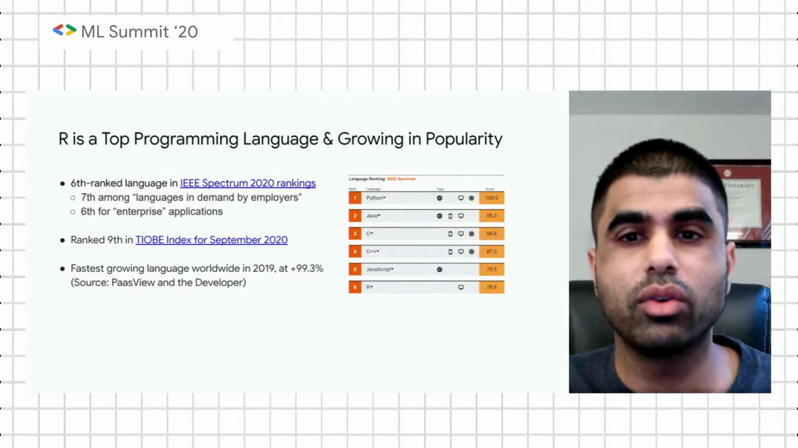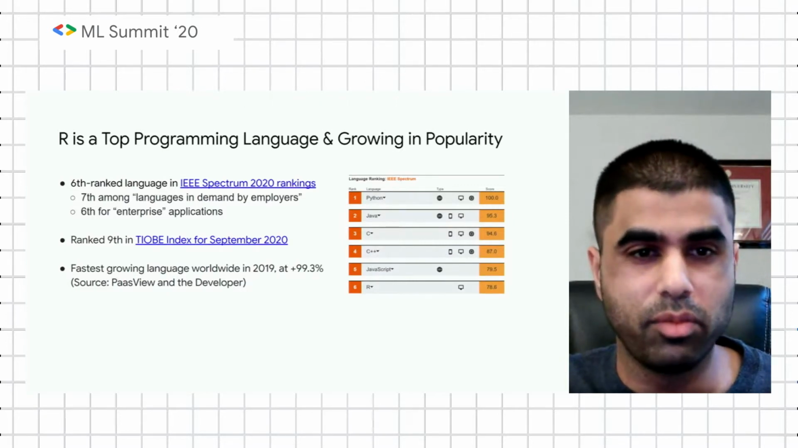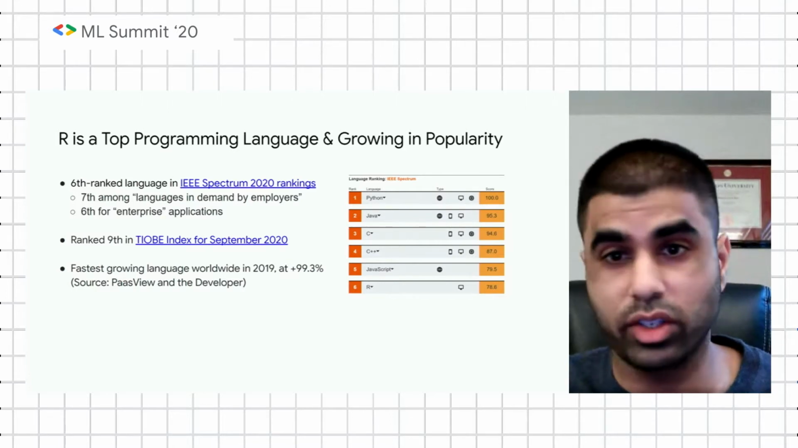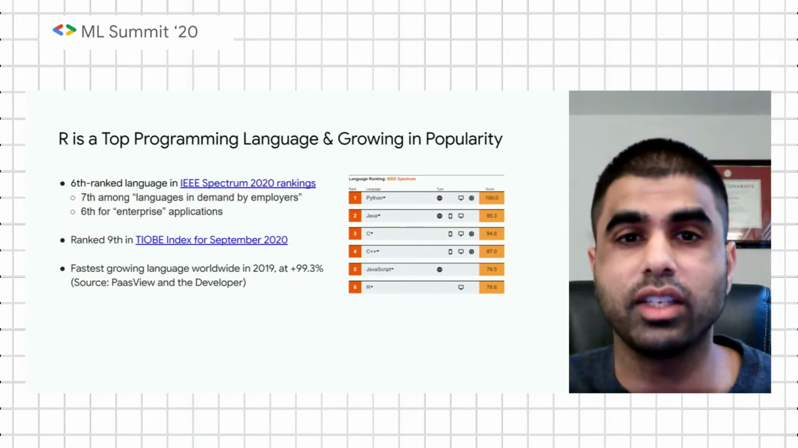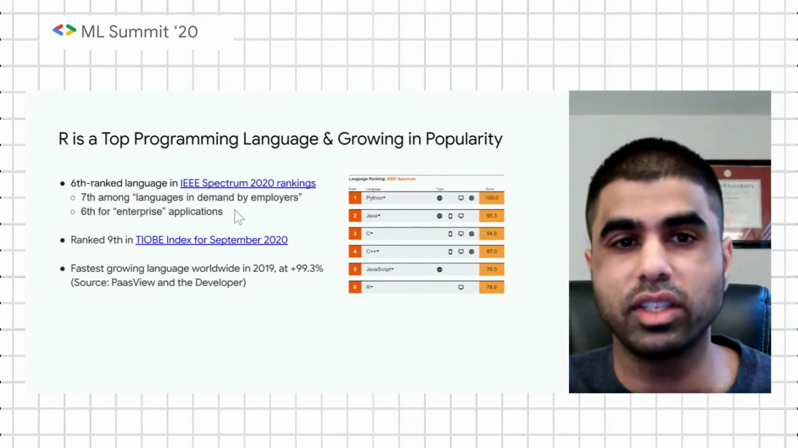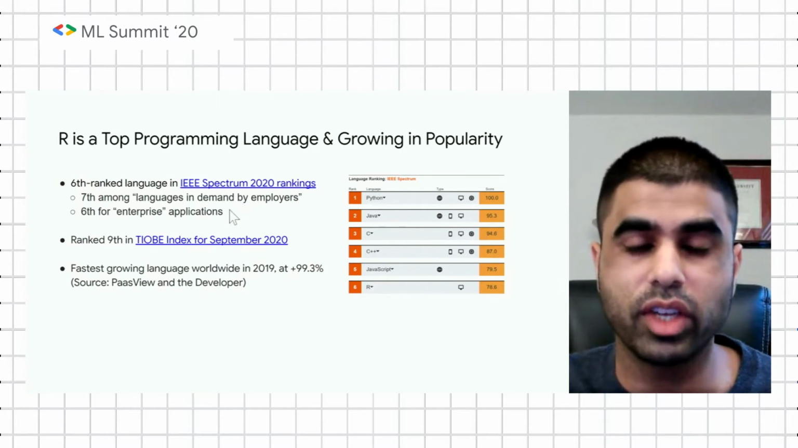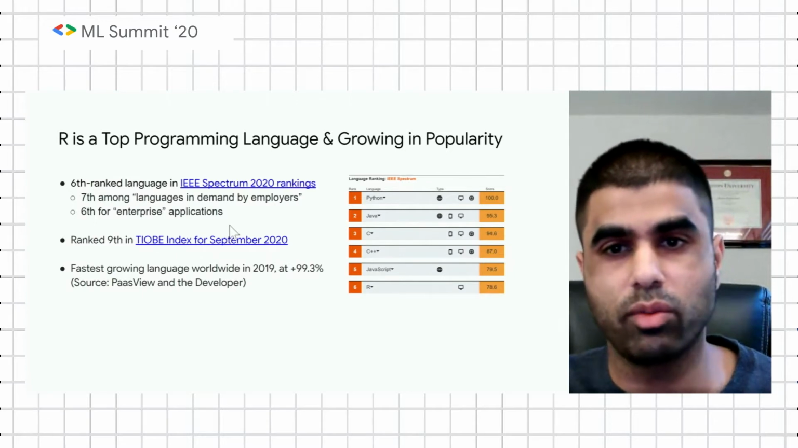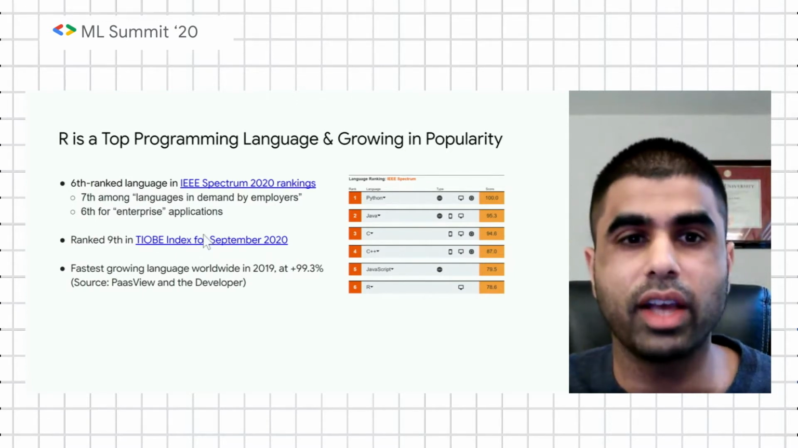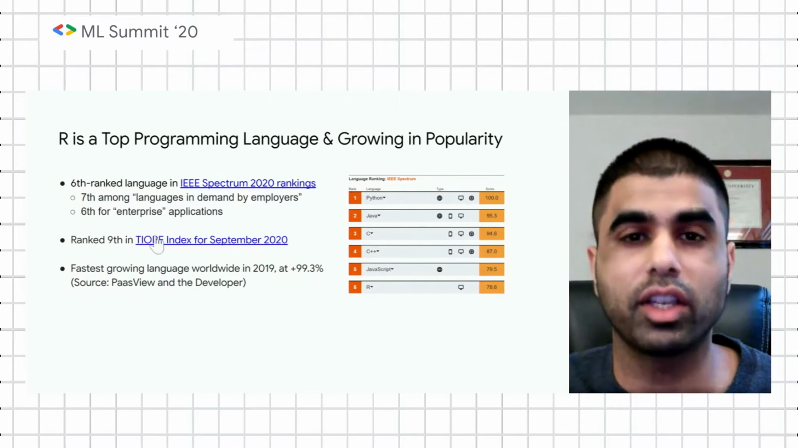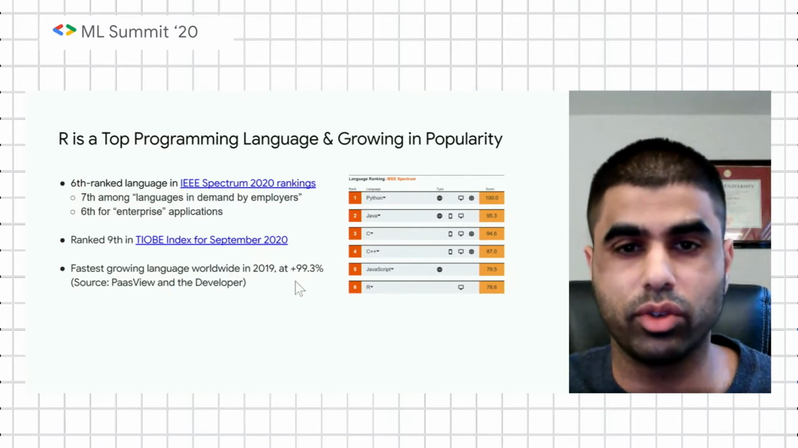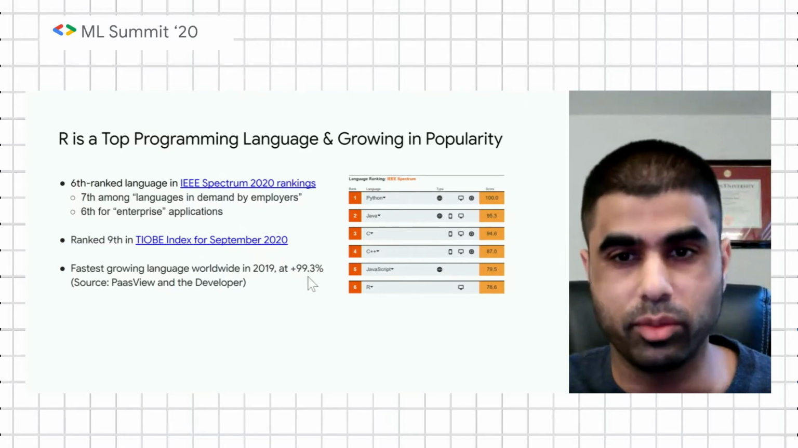R as a language. Maybe if you're in this talk, you already know this, but R is one of the most popular languages across all of the languages, not just for data science. It was the 6th ranked language in the IEEE Spectrum 2020 rankings, ranked in the top 10 for languages in demand by employers and for enterprise applications. The TIOBE index, which is a little more month to month, has ranked R ninth and up 10 spots from a year ago at this time. Another report says that it's the fastest growing language worldwide, nearly doubling the number of users.